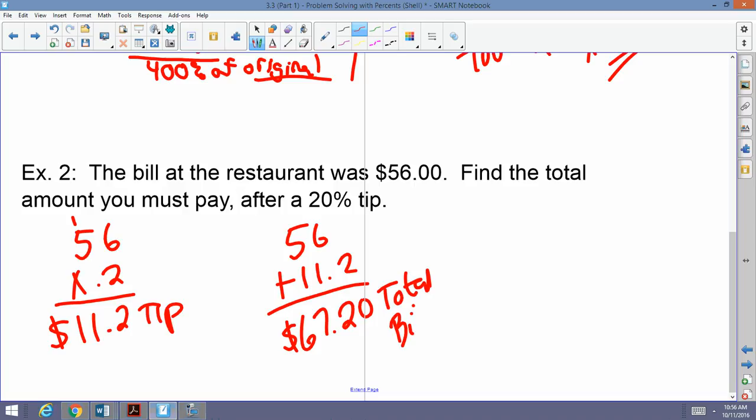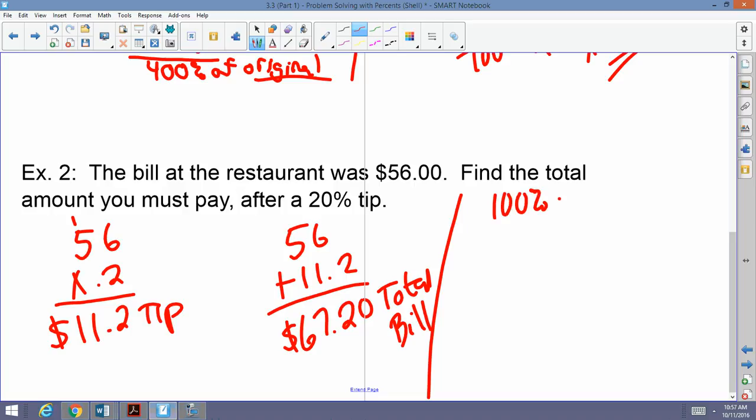Yes. What's another way to see this? Yes, sir. No. No, God, no. Yes, sir. No. 56 over X equals 20 over 100 will only get you the tip. It will not get you the total price. No. Guys, what is 100% of the total bill?